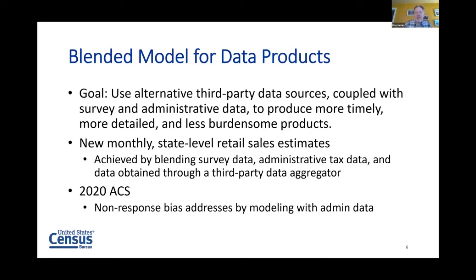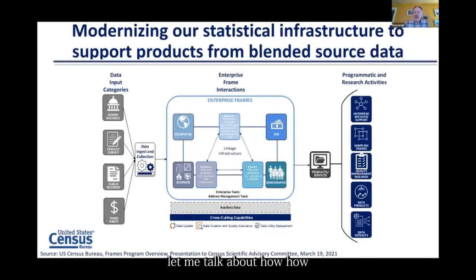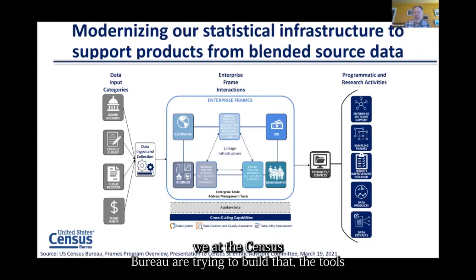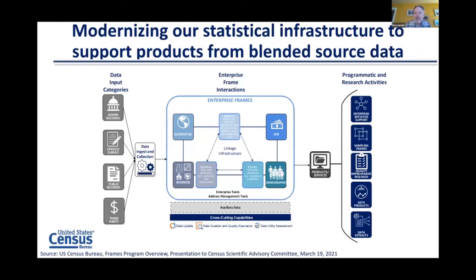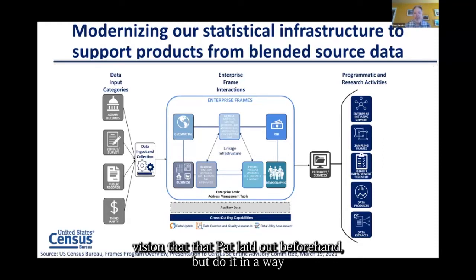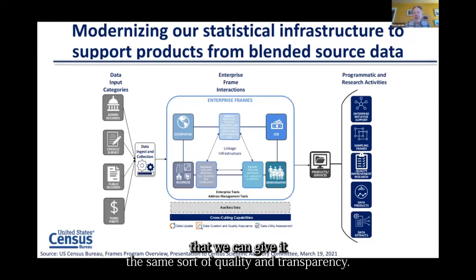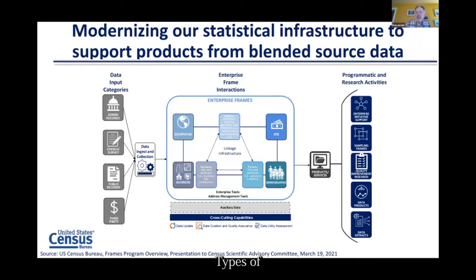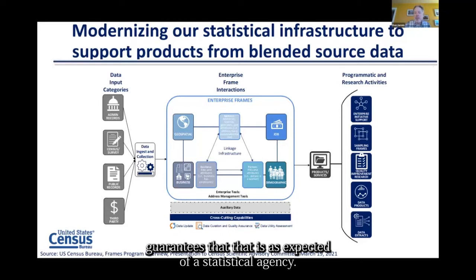So let me talk about how we at the Census Bureau are trying to build the tools and the infrastructure that we need to be able to do this stuff more rapidly and at scale, so that perhaps we can plug into the kind of vision that Pat laid out beforehand, but do it in a way that we can give it the same sort of quality and transparency types of guarantees that is expected of a statistical agency. So this slide, maybe some of you saw it yesterday afternoon.